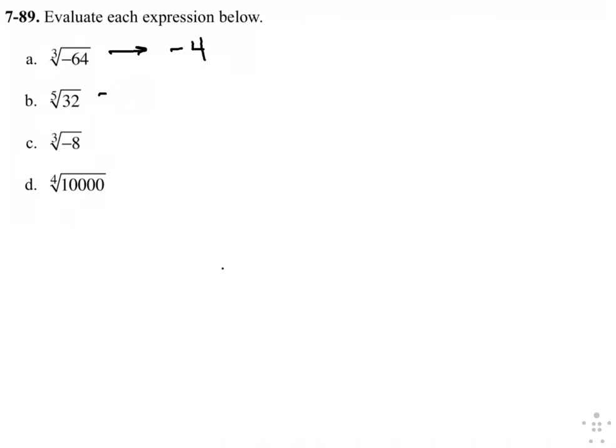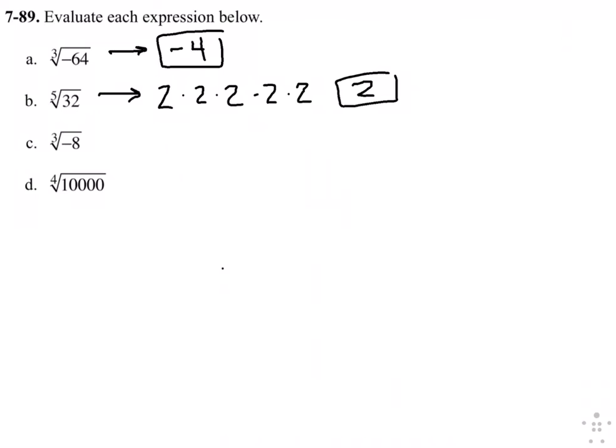For the second one, we need something multiplied by itself 5 times to give us 32. Clearly, it's a small number. If I try 2, 2 times 2 times 2 times 2 times 2, that's 2, 4, 8, 16, 32. So the fifth root of 32 is 2, so a was negative 4.